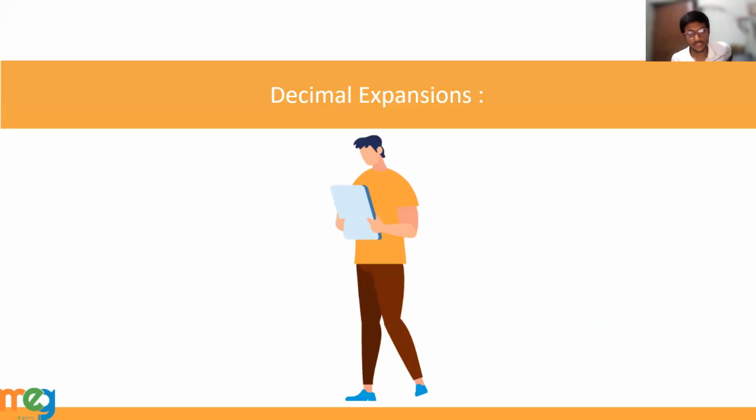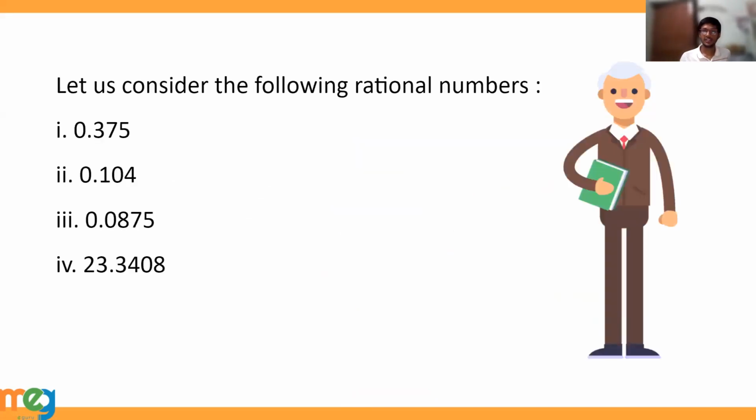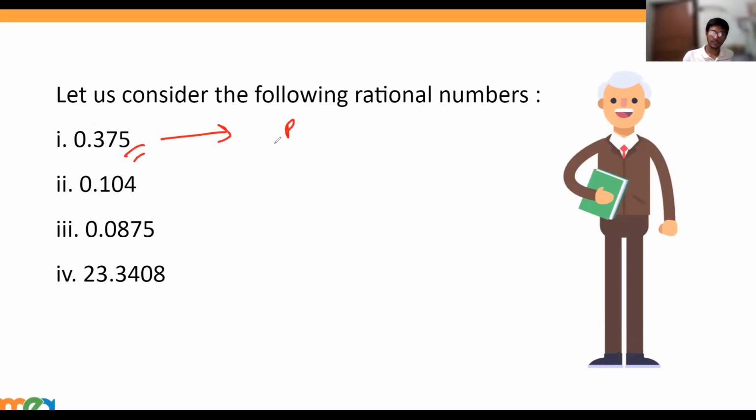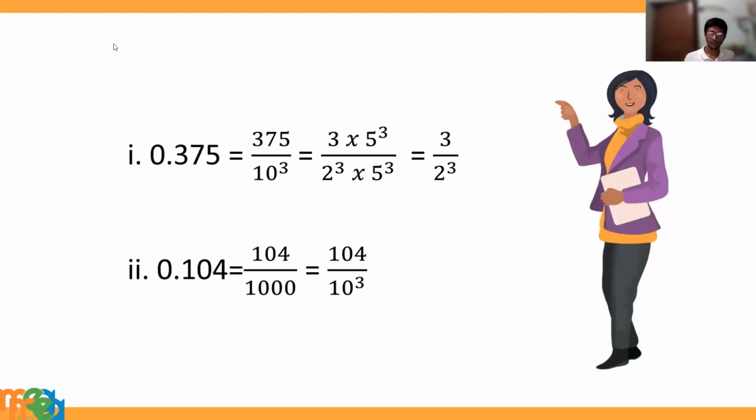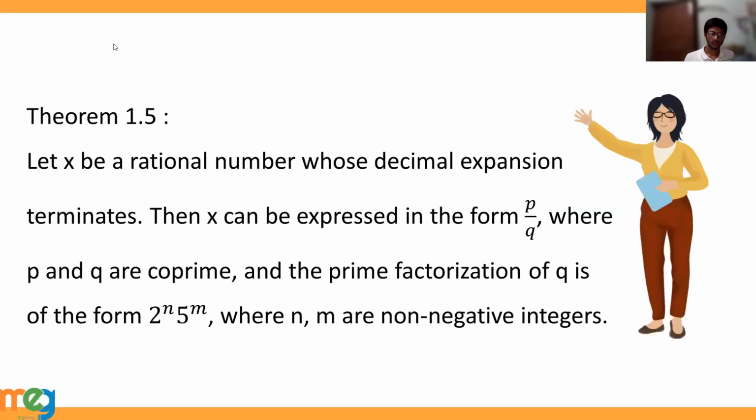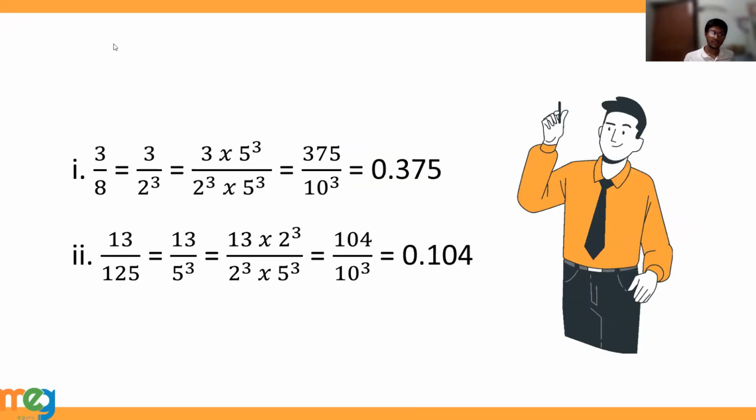The fourth one is the decimal expansion of rational numbers. In this part, we saw how a rational number whose decimal expansion is terminating can be represented in the form of P by Q, where Q will have the prime factorization of the form 2 raised to m into 5 raised to n. Okay, so these are examples. Here's the theorem. Now consider some more examples.